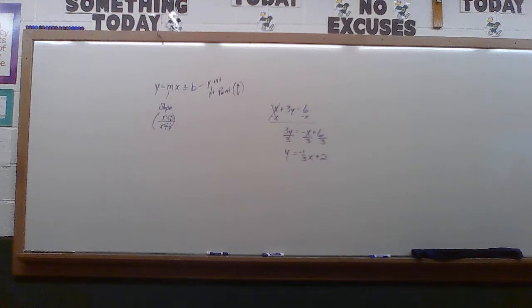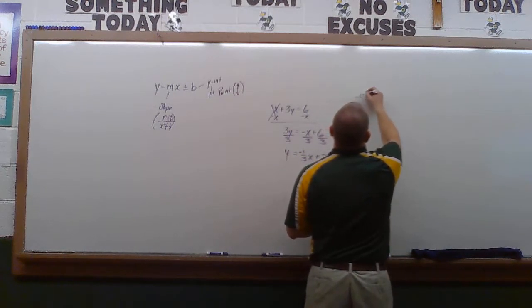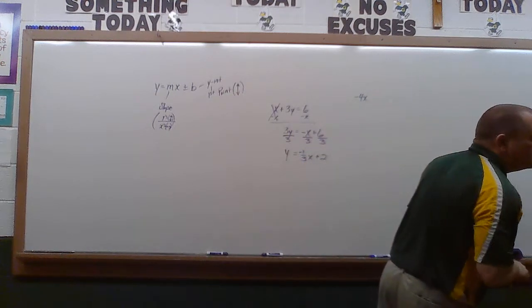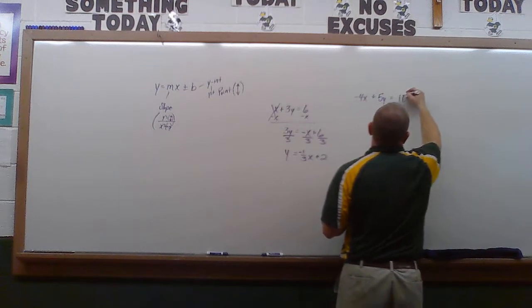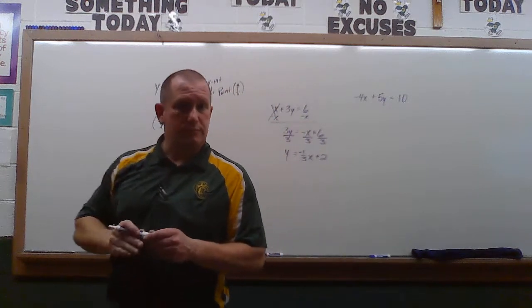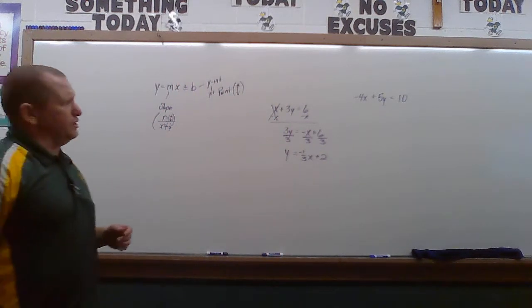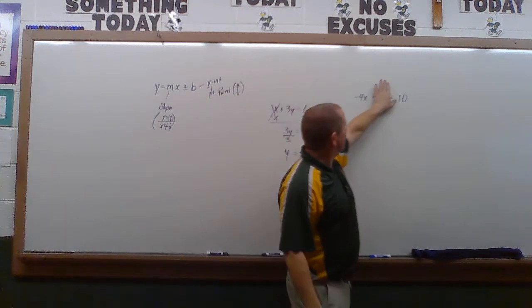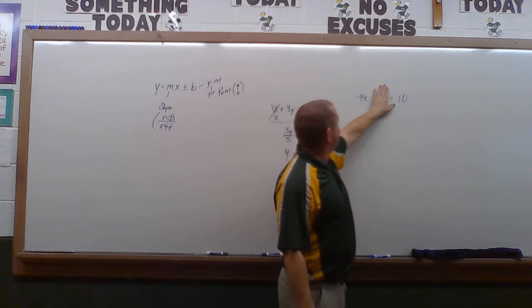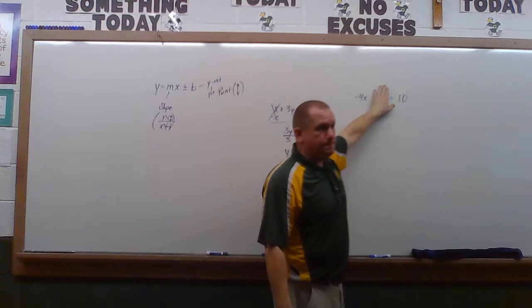So, here's my next one. Negative 4x plus 5y equals 10. So let's go through this one together again, and then you can do the next one all by yourself. So again, our goal is for the y to be all by itself and positive, so I'm going to cover up that y part. How do I get rid of negative 4x? Divide by 4. No, -4.